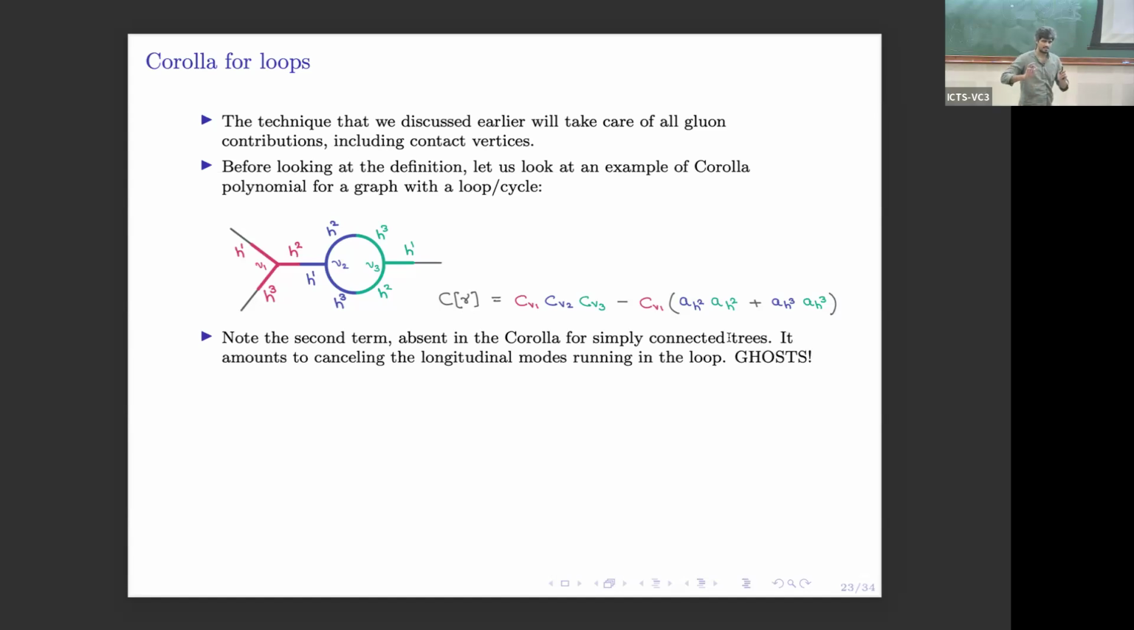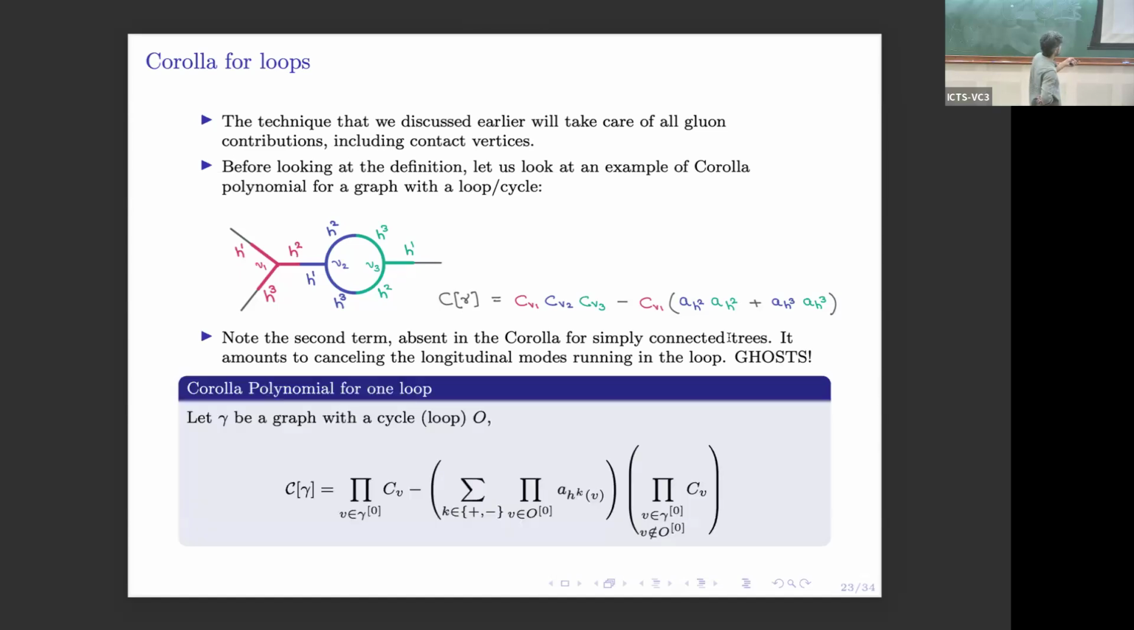You just take the Corolla polynomial and draw only trivalent graphs, and then this differential, where again you replace A by del over del xi and so on, will automatically take care of all the longitudinal modes running in the loops. Does the order in C matter? No, even now it doesn't matter. So our loop amplitudes will be well defined and gauge invariant as well.